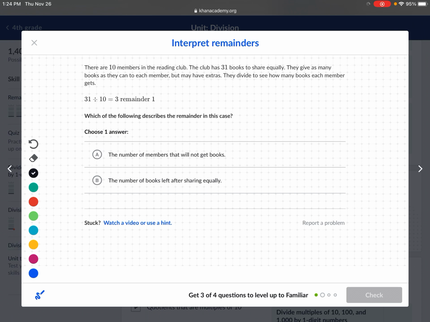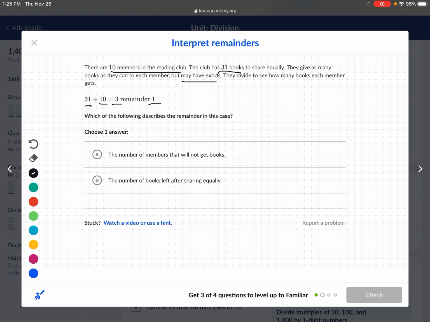Let's tackle this problem. We know that there are 10 members in the reading club, the divisor, and there are 31 books for them to share. They already know they might have extras, because there are 10 people. If you just give out one book each, you will have extras. If you equally divide, you will have extra, so the remainder is 1. So 3 remainder 1.